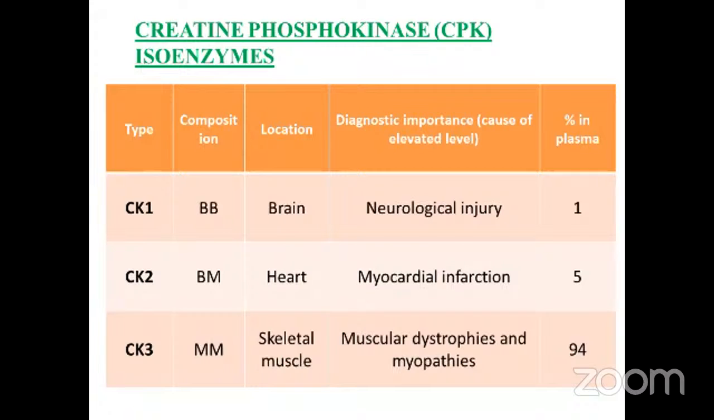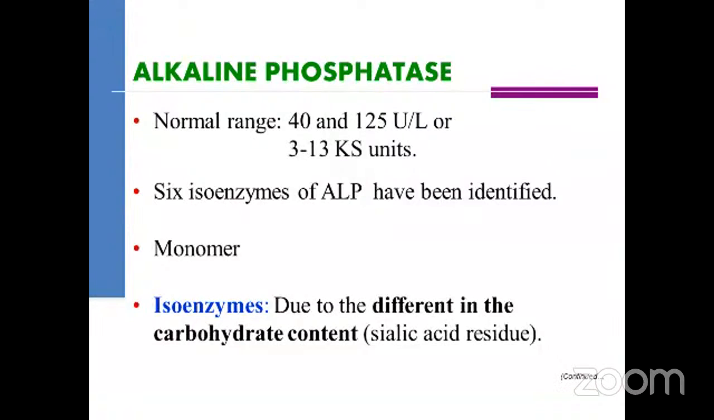CK1 is mainly increased in neurological injuries. CK2 is mainly increased in myocardial infarction. This is a marker for myocardial infarction. CK2 is also called CKMB. CK3 type of isoenzyme of creatine kinase is increased in case of muscular dystrophies and myopathies.